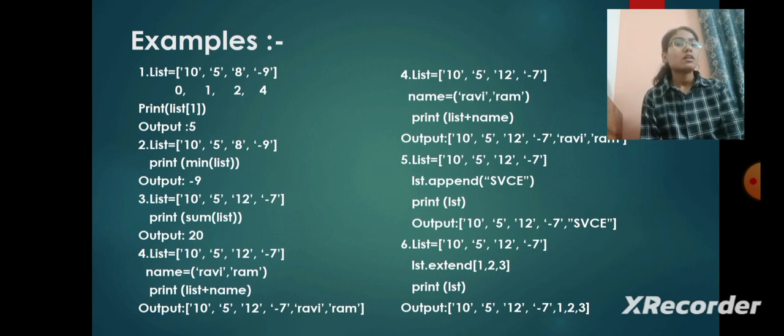Here it will add the second line in the output, that is using append, list dot append svce. When we print the list with the print statement, the output is 10, 5, 12, minus 7 and svce. The sixth one is that we can extend the lists using extend, list dot extend 1, 2, 3, and we can run the program with the print statement. We are getting the output 10, 5, 12, minus 7 and 1, 2, 3.